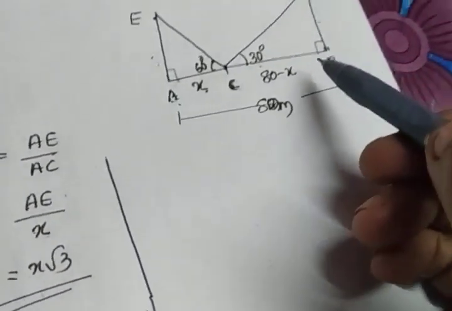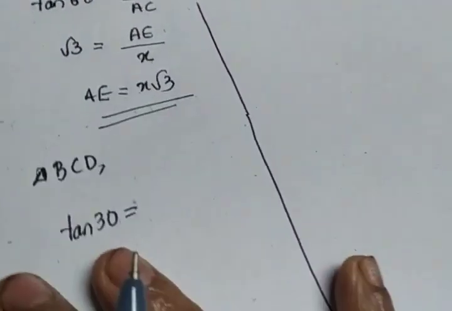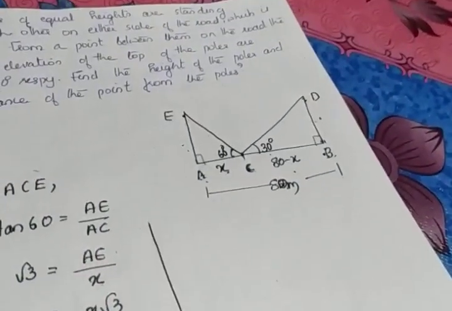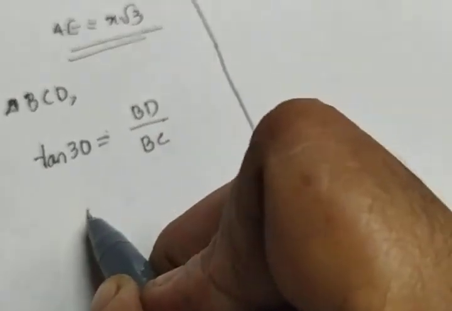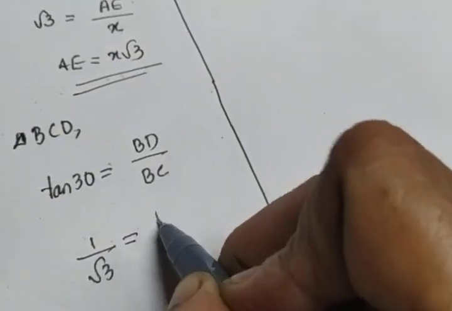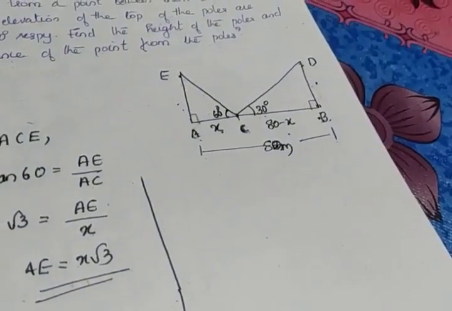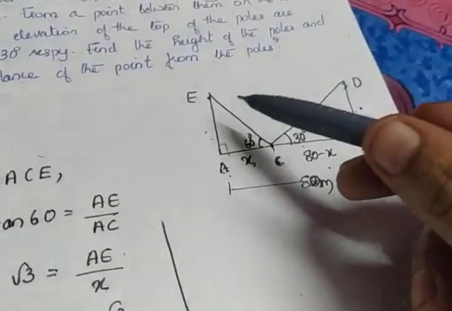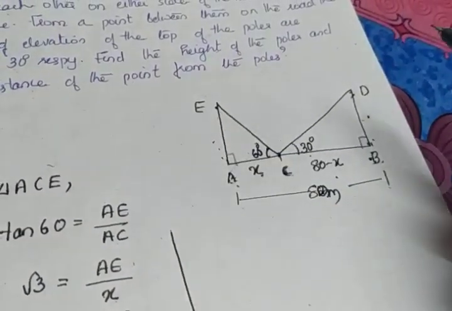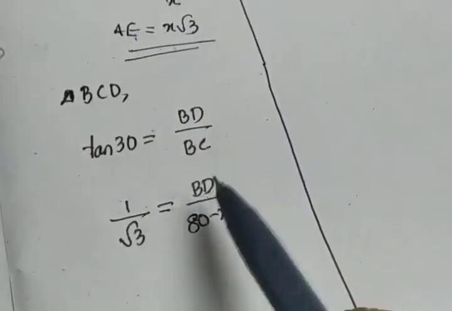From the triangle, there also connect BD and BC. So which ratio? Tan. Tan 30 is equal to, opposite side is BD. Isn't it? BD divided by adjacent side is BC. Tan 30, what is the value? 1 by root 3. BD we don't know the value, divided by BC. BC we calculated as 80 minus X. Okay, BD is the same as AE, so that the height of the poles are same. And instead of AE, we can give the value X root 3. So I am substituting the value here.